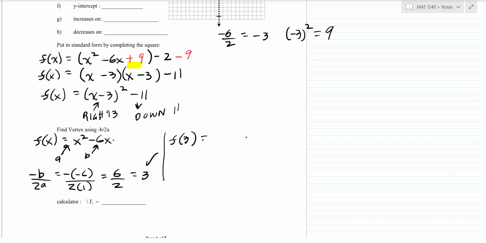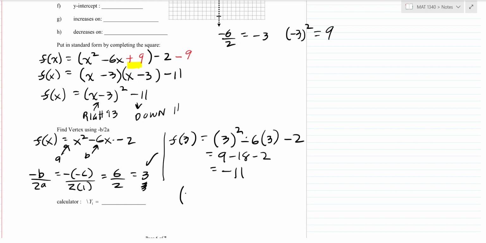That original problem had a minus 2 in it. So we had x² - 6x - 2. So now f(3) would be 3 squared minus 6 times 3 minus 2. That would be 9 minus 18 minus 2, so that would be negative 11. Okay, and that wasn't a big problem for anybody. So you put it together: the x value of the vertex is 3, and the y value is negative 11.